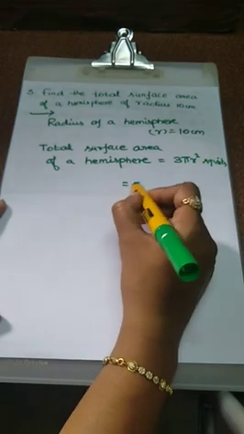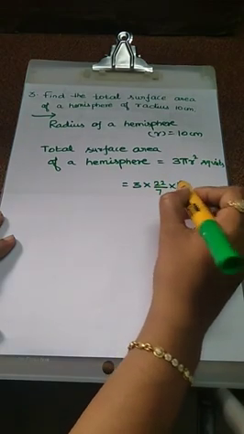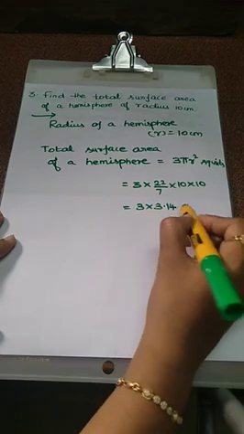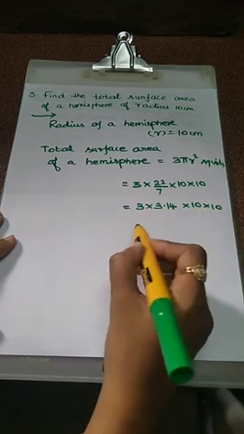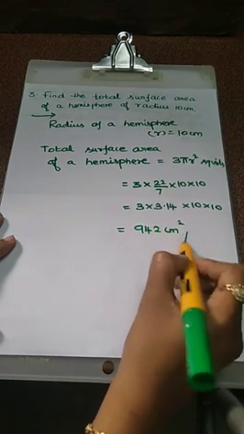So apply the value. 3 into pi value 22 by 7 into r value 10 into 10. So 3 into 3.14 into 10 into 10. Multiply the value. The answer is 942 centimeter square.